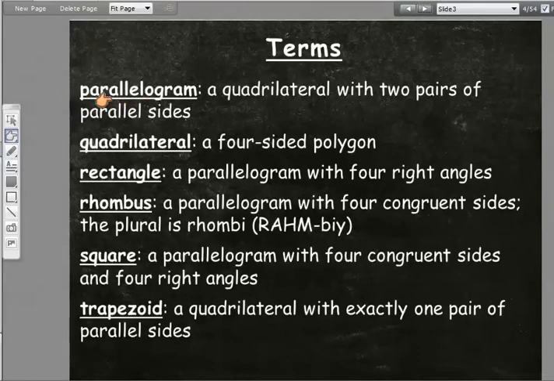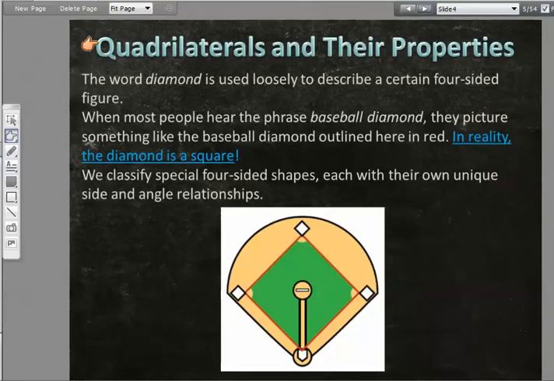Some of the terms are terms that you're probably pretty familiar with: a parallelogram, quadrilateral, rectangle, rhombus, square, and a trapezoid. And let's get kicked off talking about quadrilaterals and their properties.